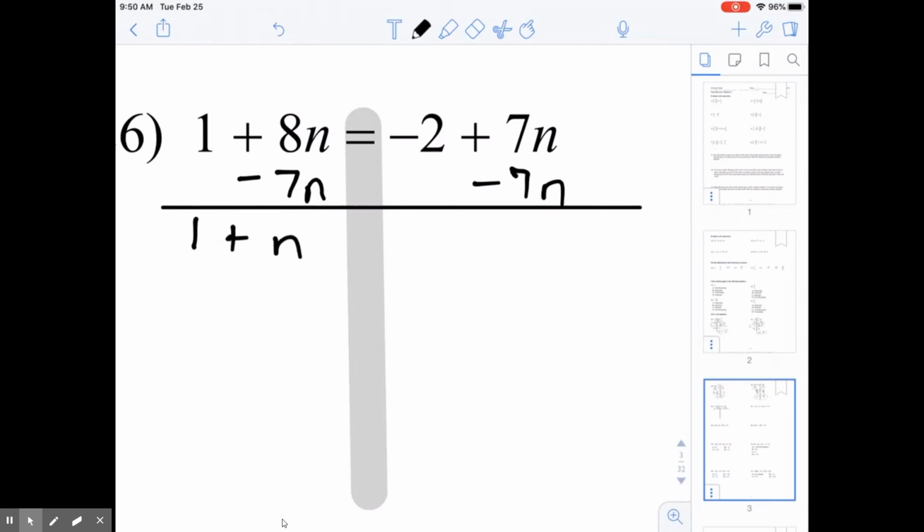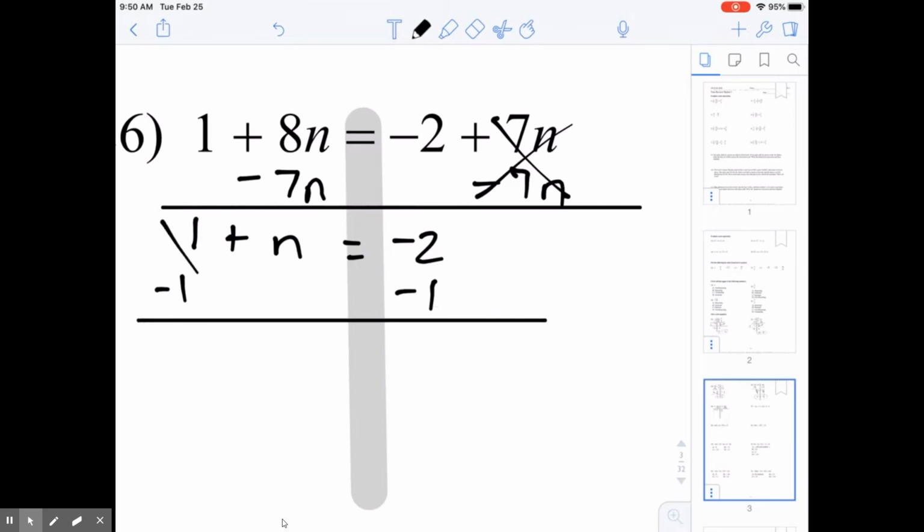And remember that we don't have to put positive 1. We just know that n is 1n. And so then negative 2 drops down. Again, these cancel each other out. And so you're left with 1 plus n equals negative 2. So to undo the positive 1, we're going to subtract 1 on both sides.